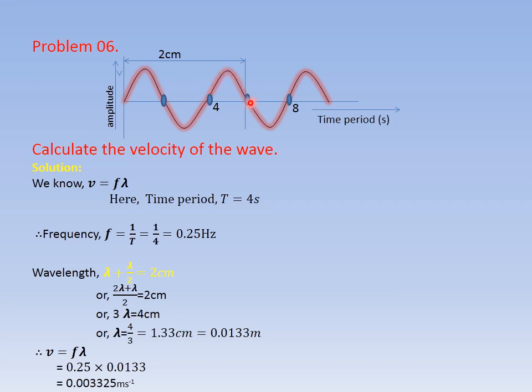That means half of lambda makes a distance of 2 centimeter. By doing this calculation, we got the value of lambda, which is 1.33 centimeter. This is the wavelength, and we have to convert this by dividing it by 100, which is 0.0133 meter. This is the wavelength in meter. We know the equation: v is equal to f lambda, and by putting the values of f and lambda from the previous calculation, we got the velocity 0.003325 meter per second. This is the procedure of doing this math. This math is very important also.